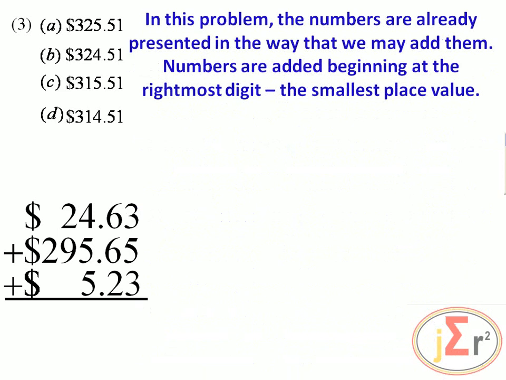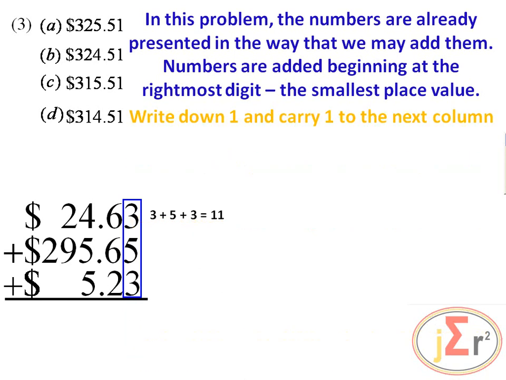Numbers are added beginning at the rightmost digit, which is the smallest place value, also called the digit of least significance. So what do we have here? 3 plus 3 plus 5, and that's equal to 11. There we have it. So write down 1 and carry 1 to the next column, or we may say the left column or the column of greater significance.